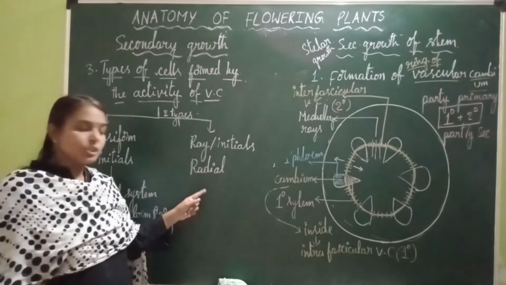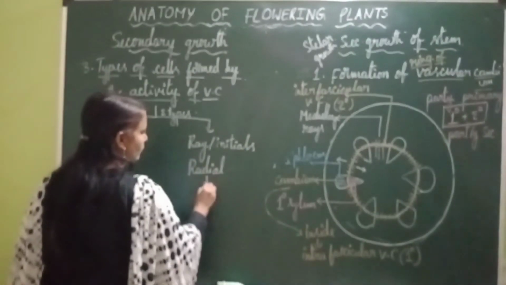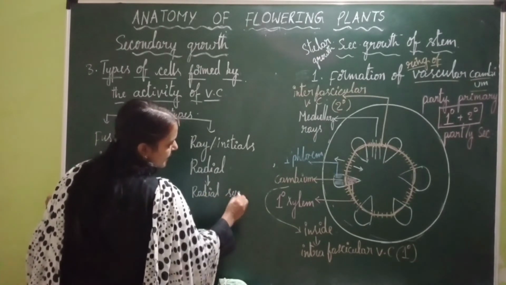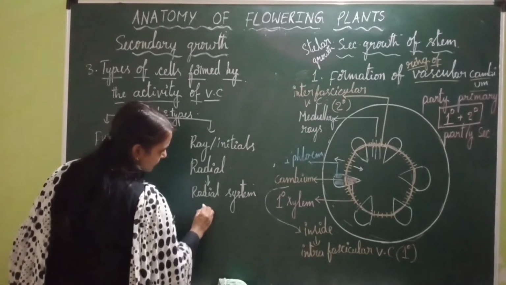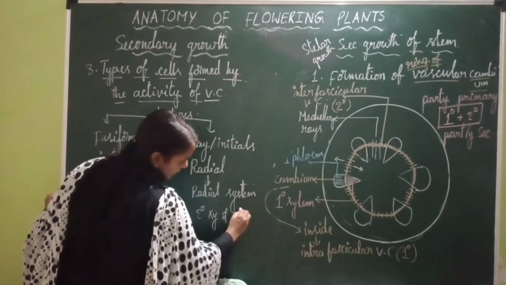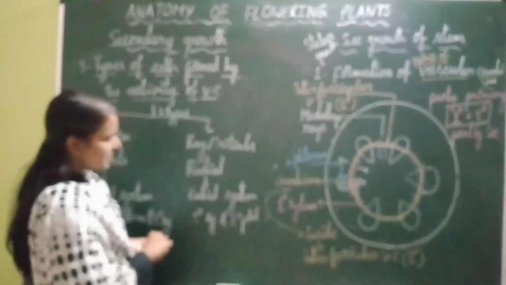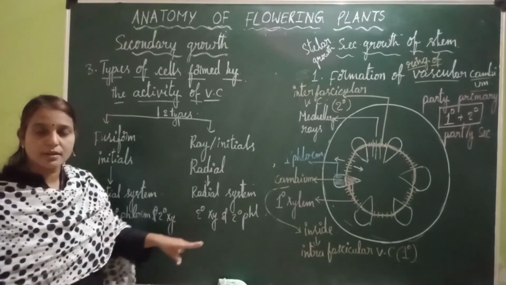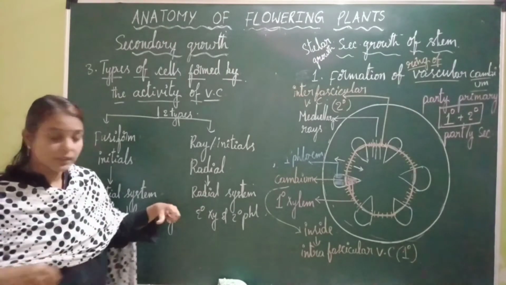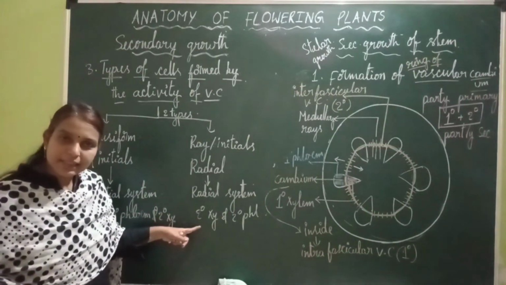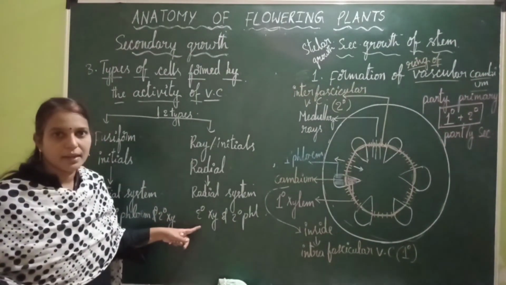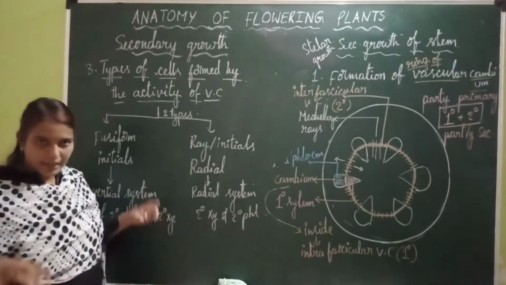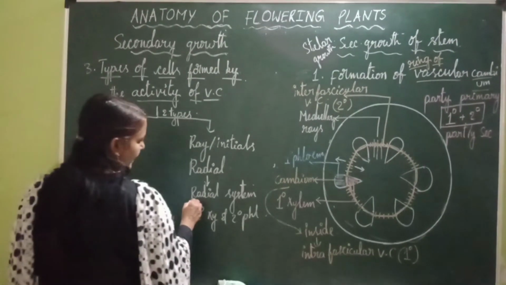Okay, what about ray initials? Ray initials are involved in the formation of the radial system of secondary xylem and secondary phloem. Right? Okay, so what is the function of the radial system? They form the horizontal or radial part. Radial secondary xylem is also called ray parenchyma, right? And this ray parenchyma is involved in sideway conduction of water, right? Radial conduction. So, this is the radial system.